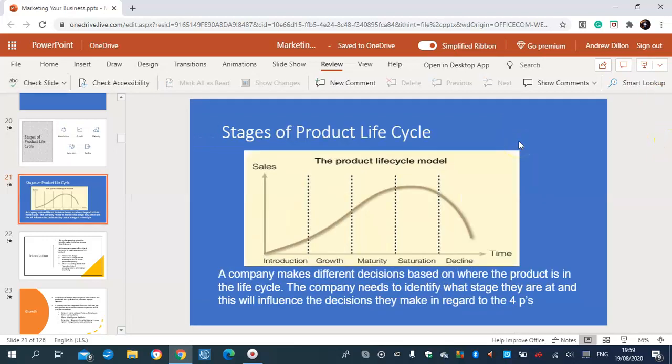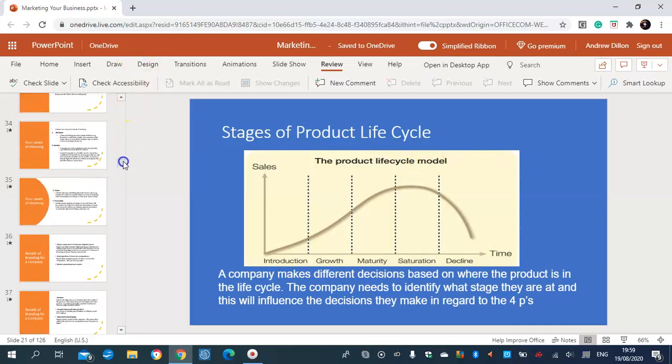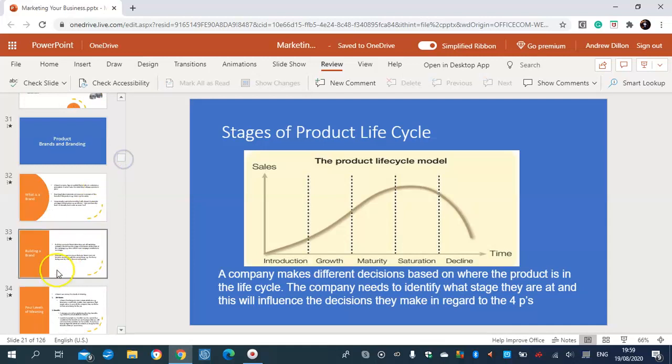So guys, that's it so far. I'll present the next slide, which is slide number 33. That slide is called building a brand. So I'll present the building a brand slide in the next video. So very interesting so far about marketing your business. It's very good. So I'll continue with the next slide in the next video.